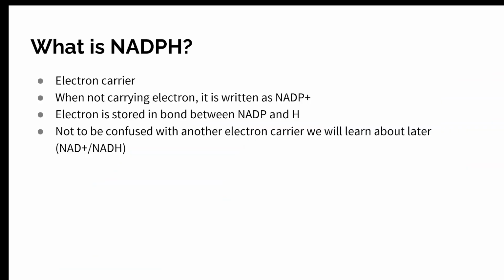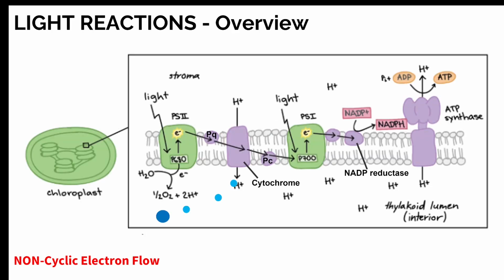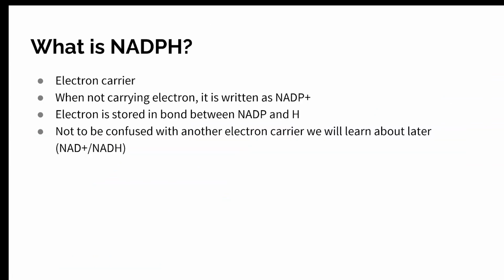But one thing I do want to talk about first, and we'll come back to that diagram in a second, but I do want to talk about this guy over here that we kind of looked over, and that was NADPH. What exactly is NADPH? Well, NADPH is an electron carrier. You can kind of compare it to like a pickup truck. It's basically loading on that electron in the back of its bed, and when it's not carrying an electron, it is written as NADP+, so it's got a positive charge to it. When it is carrying that electron, it's storing that electron in the bond between NADP and the hydrogen ion.